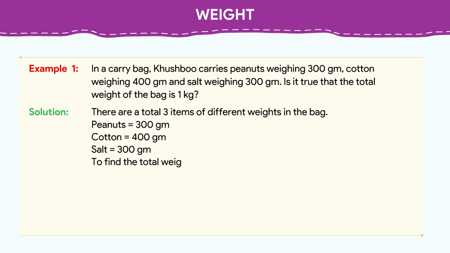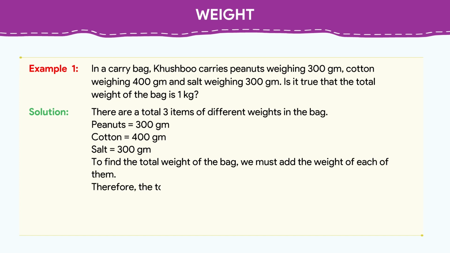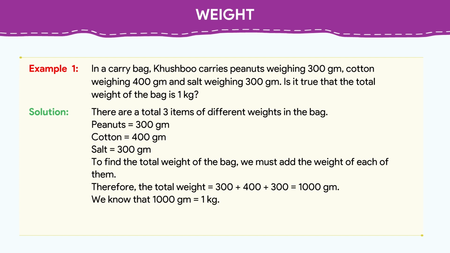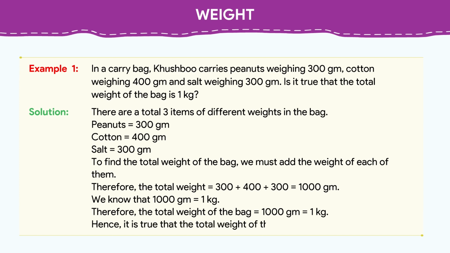To find the total weight of the bag, we must add the weight of each of them. Therefore, the total weight is equal to 300 plus 400 plus 300 equals 1000 g. We know that 1000 grams equals 1 kilogram. Therefore, the total weight of the bag is equal to 1000 grams equals 1 kilogram. Hence, it is true that the total weight of the bag is 1 kilogram.